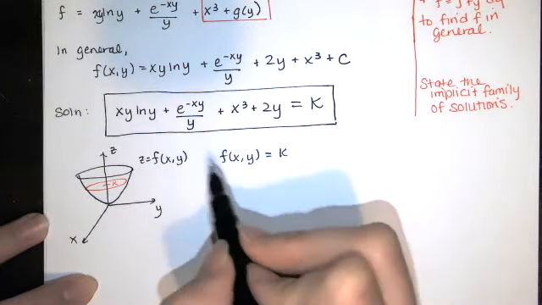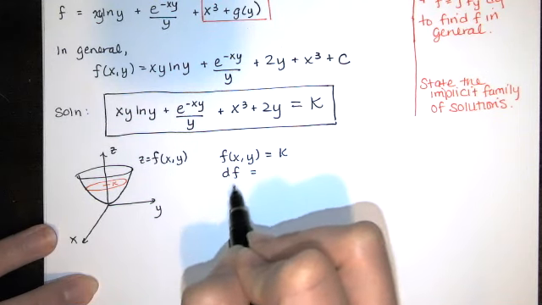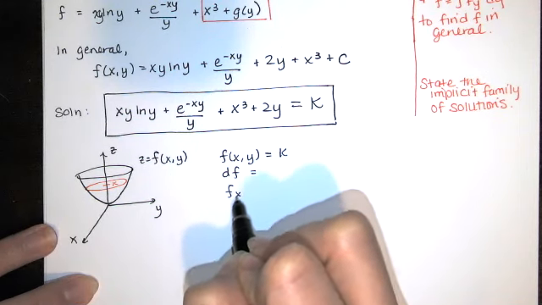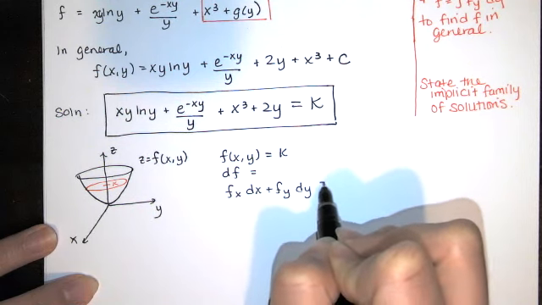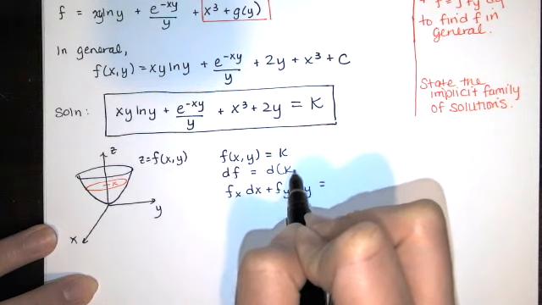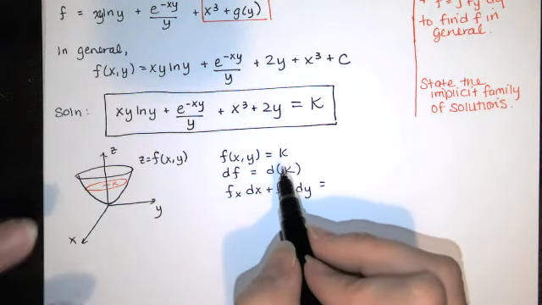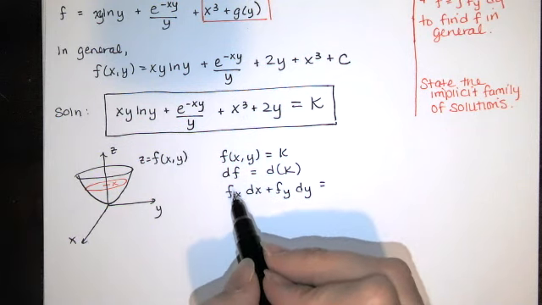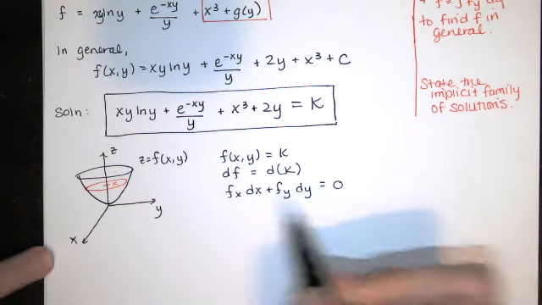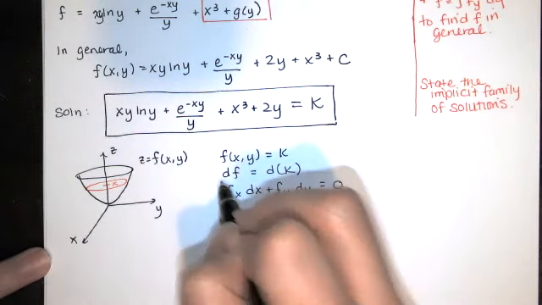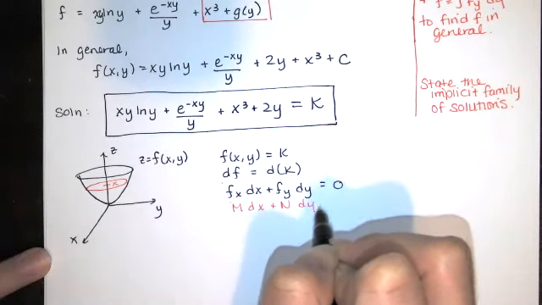If we take the total differential of both sides, the total differential of f is the partial of f with respect to x times dx plus the partial of f with respect to y times dy. And the total differential of a constant k, given that k is supposed to represent a function of two variables, is going to be 0 times dx plus 0 times dy. So it's just going to be 0. This is the differential equation that we started with. That's our M dx plus N dy equals 0.